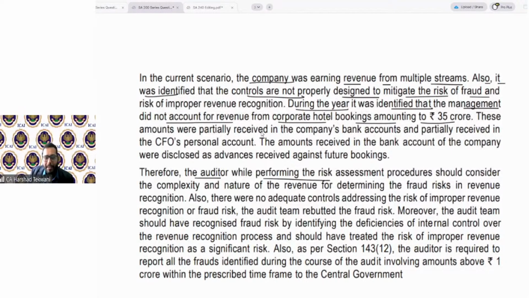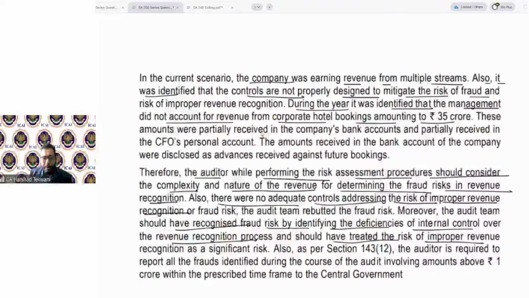Therefore, while performing the risk assessment procedure, the auditor should consider the complexity and nature of the revenue for determining the fraud risk in revenue recognition. Also, there were no adequate controls addressing the risk of improper revenue recognition. Moreover, the auditor should recognize fraud risk by identifying the deficiency of the internal control over the revenue recognition process, and should treat the risk of improper revenue recognition as a significant risk.